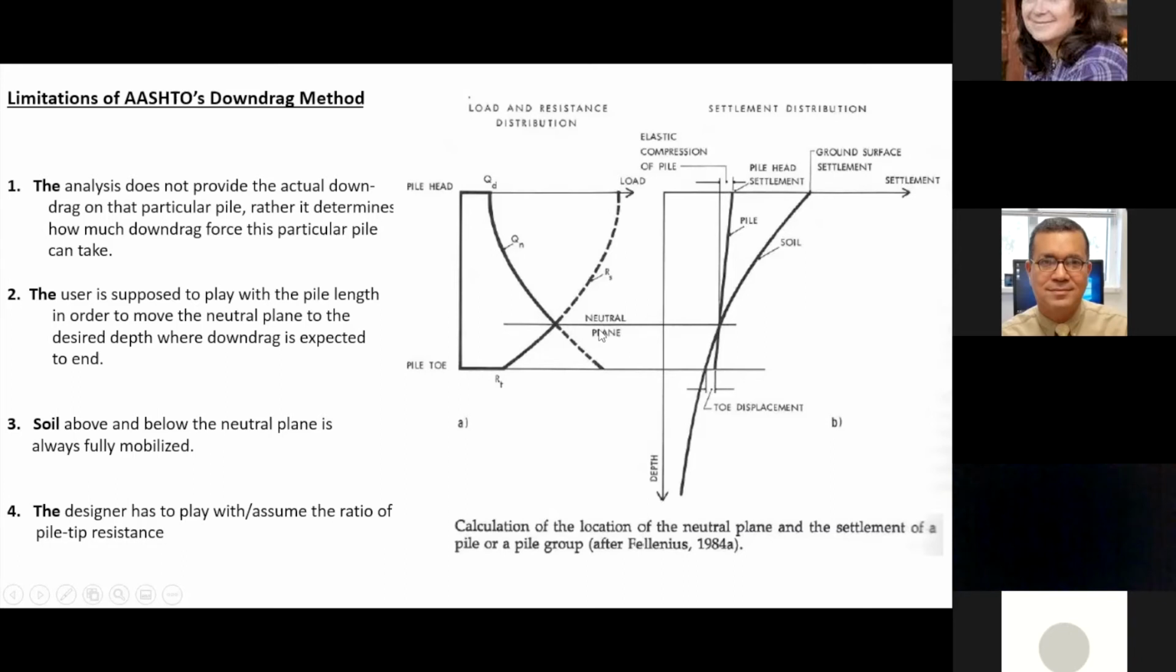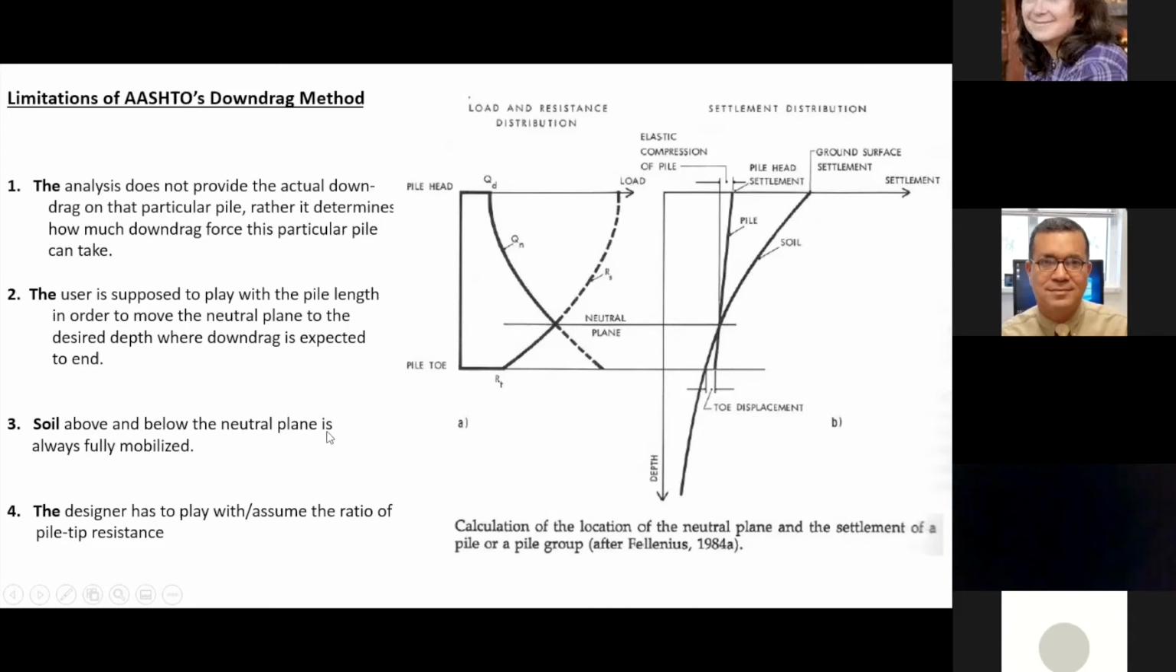But I know for sure that the neutral plane is supposed to be close to the bottom of the collapsible soil or the bottom of the consolidated layer or the bottom of the liquefied layer. So in this case, I have to change the length of the pile to balance the negative and positive skin friction in order to get the neutral plane at that position. So it's a kind of back and forth calculation. This is one. The technique we are doing is not doing this. It gives you what you have there, and it's going to give you at the right location.